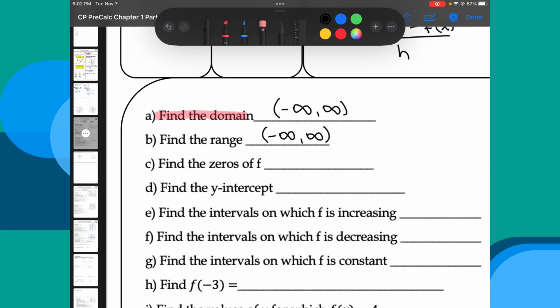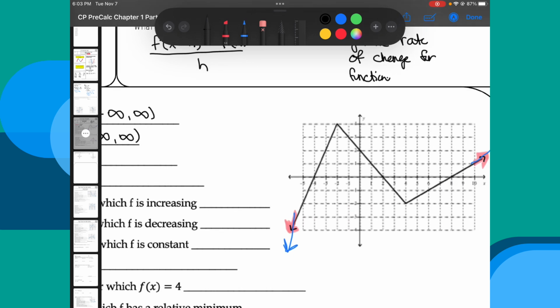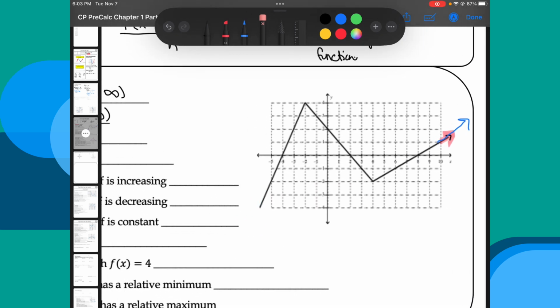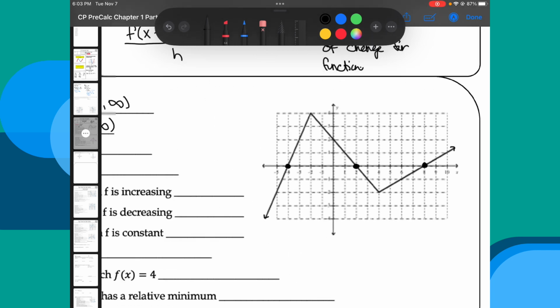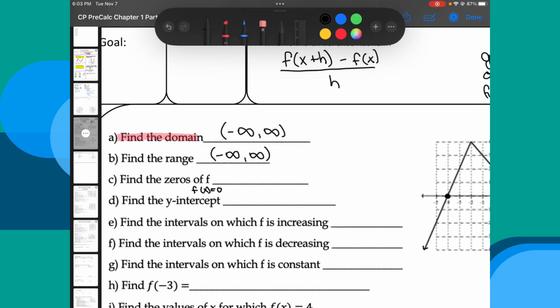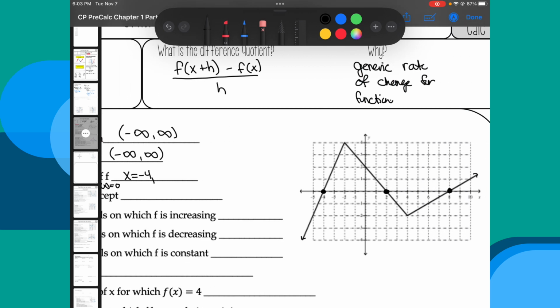Okay. The zeros of f is asking when does f of x equal 0? So when are my y values 0? And there's a couple of them in this graph. We can see that right here, our y would be 0. Right here, our y would be 0. And right here, our y would be 0. So our answer here would be when x is negative 4. That was that first point. When x is 2. And also when x is 8.